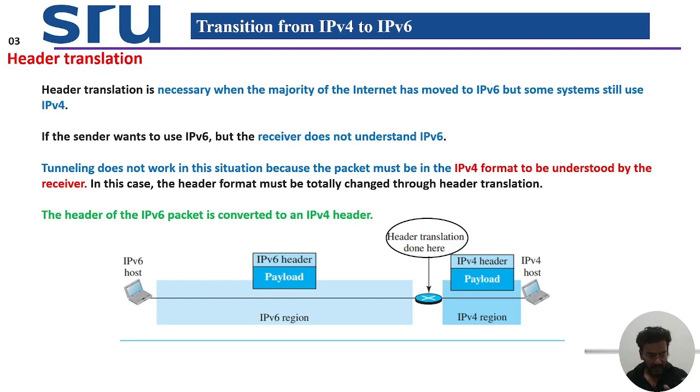So the header of the IPv6 packet is converted into the IPv4 header. So here is a host of IPv6. Some systems still do not understand the IPv6 model. So in these cases we have to use the IPv6 region as a tunnel region, then header translation is done here, converting the IPv6 header to an IPv4 header with the payload.